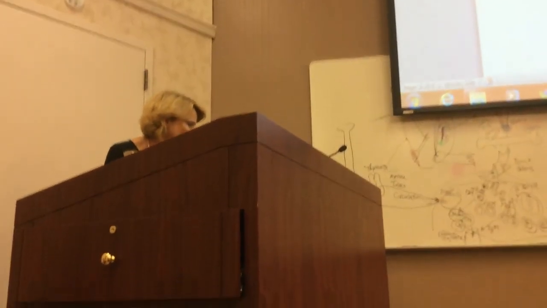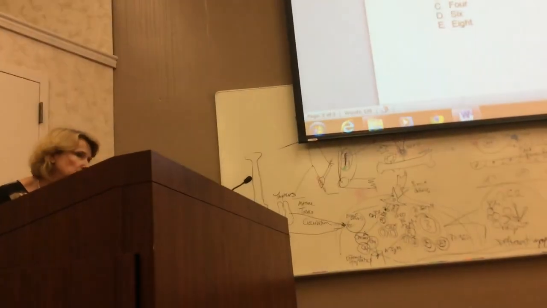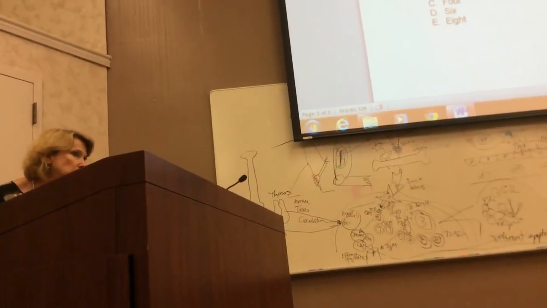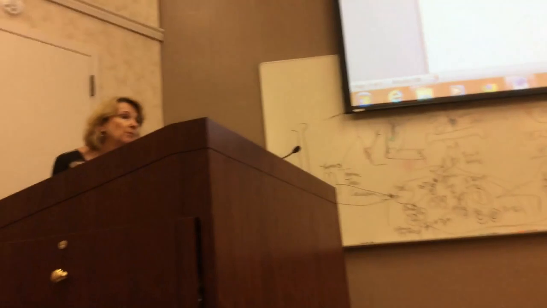I have a question for 50. Would C be correct if it was asking why it's important for naive T cells to downregulate CCR7? That's correct. That would be part of it, yes.